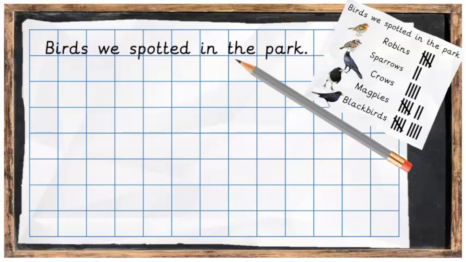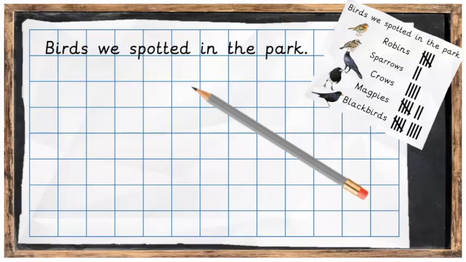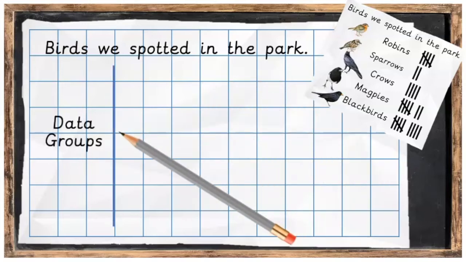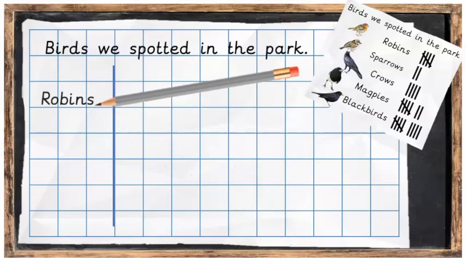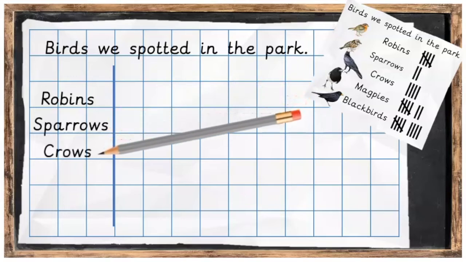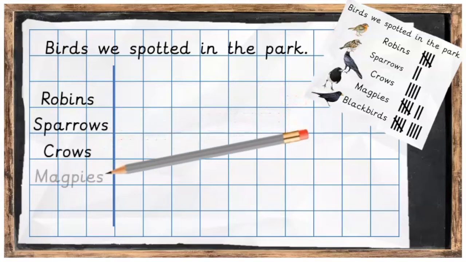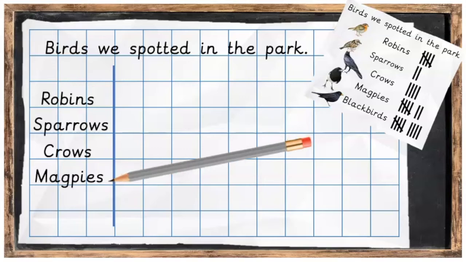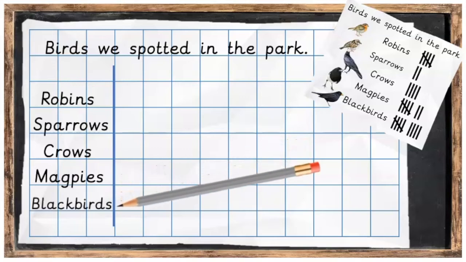So the first thing we're going to do is label our data by putting a title up the top, birds we spotted in the park. Then draw a line, because behind this we're going to put in our data groups, which in this case are the birds. So we've got robins, sparrows, we're then going to write in crows, magpies, and blackbirds.